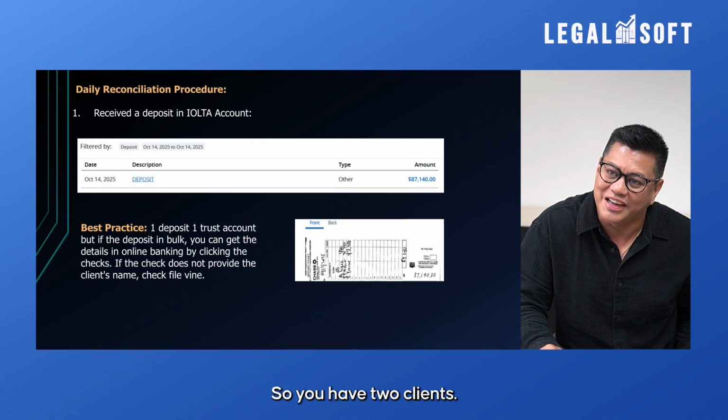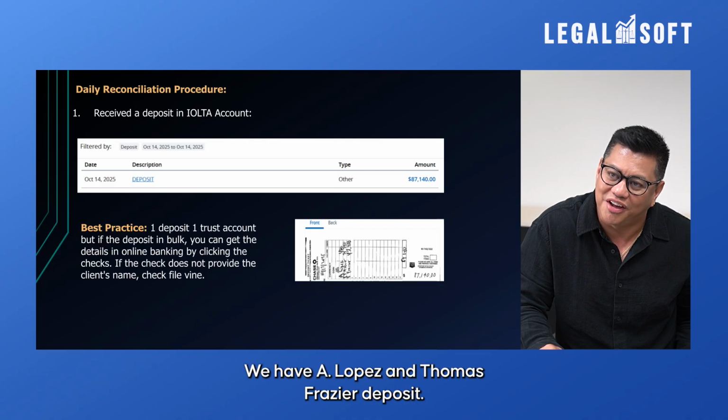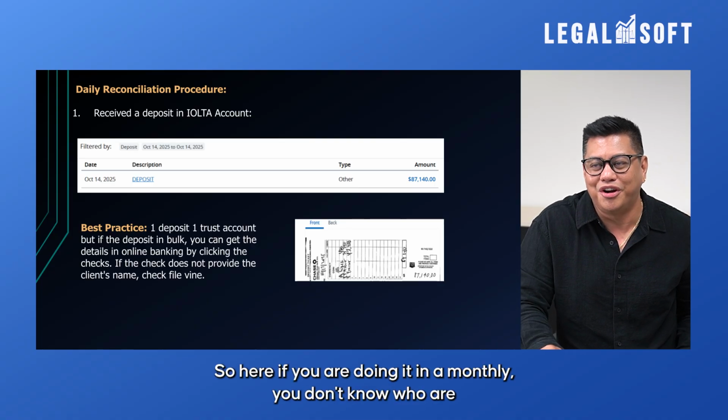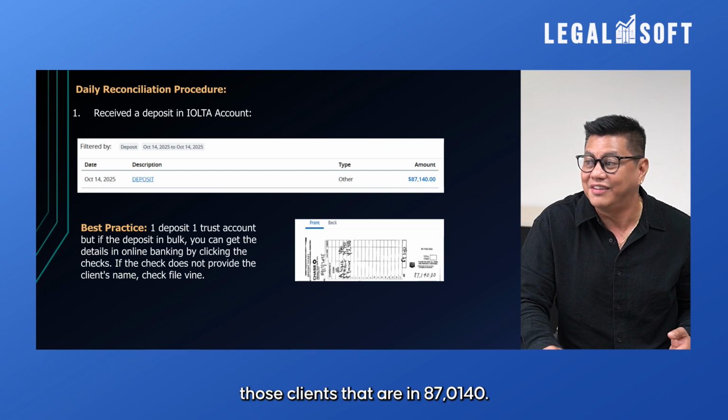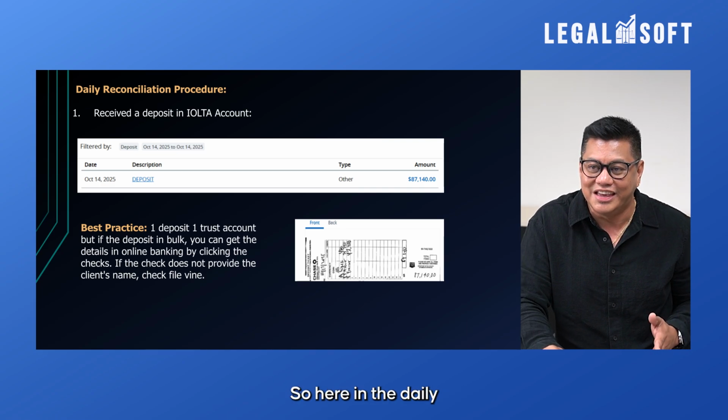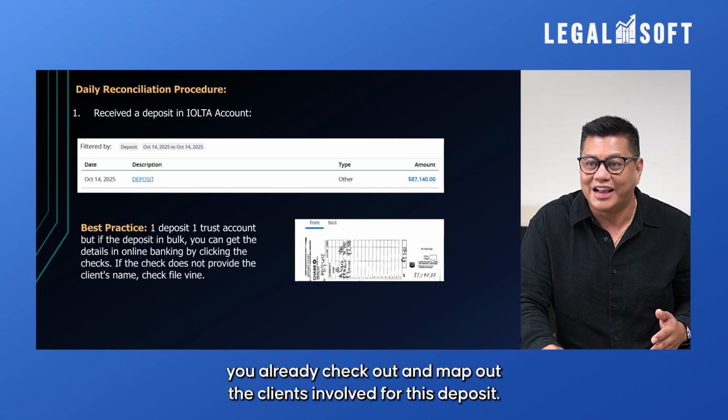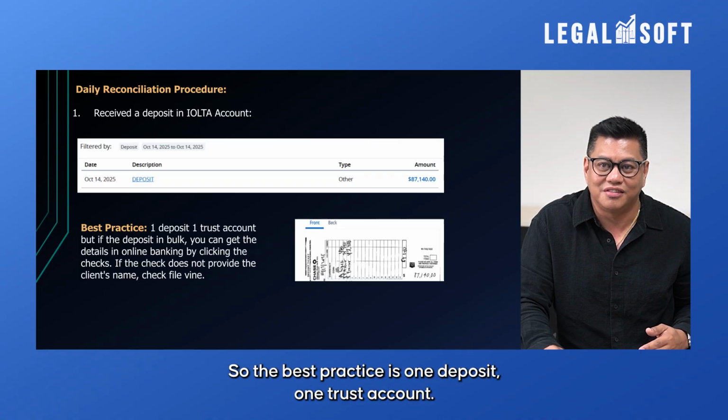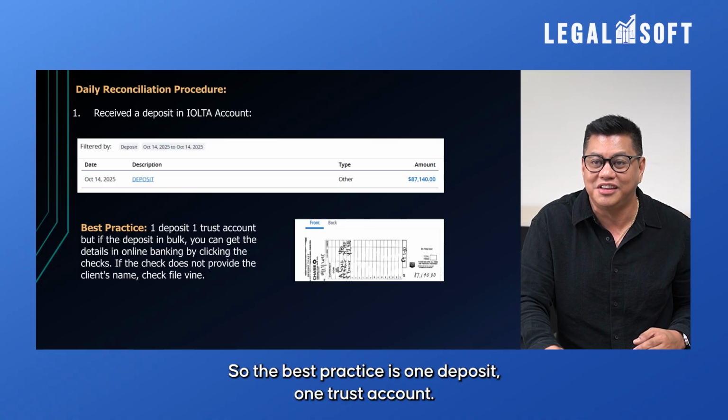So you have two clients. We have A. Lopez and Thomas Prizer deposit. So here, if you are doing it on a monthly basis, you don't know who are those clients that are in 87,140. So here in the daily, you already check out and map out the clients involved for this deposit. So the best practice is one deposit, one trust account.